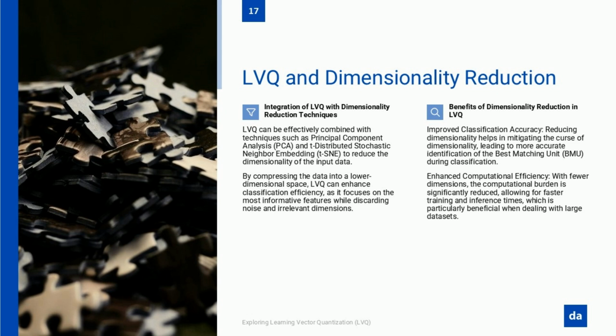And here's where things get really interesting. Dimensionality reduction isn't just useful for classification. It also plays a huge role in feature selection, data visualization, and even improving generalization, helping LVQ perform well even with limited training data. So, what's the takeaway? If you're working with big, complex datasets, don't just throw everything into LVQ and hope for the best. Instead, reduce the dimensions, clean up the data, and focus only on the most important features. The result? A leaner, faster, and more accurate LVQ model.